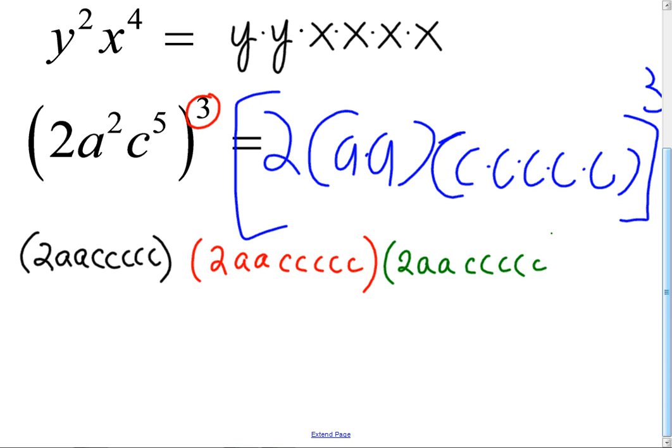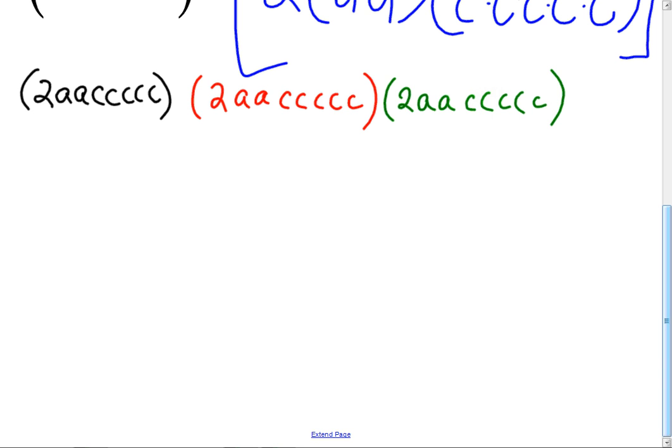Okay, I want to simplify that. I mean, that's what it means. Can you do 2 times 2 times 2? Be careful, it's not plus. How big is it? It's 2 times 2, which is 4 times 2, which is 8.